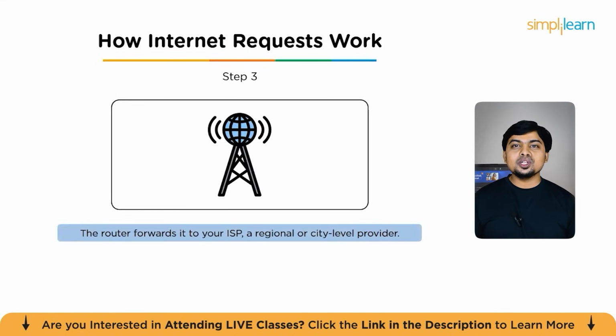Now, let's dive into step 3. The router forwards your message or request to your ISP, or your internet service provider. After identifying that the destination is outside your home network, the router forwards the request to your internet service provider, typically your city level or regional level provider. Your ISP functions like the highway system for your data. It has higher infrastructure, higher bandwidth, and multiple connections to broader networks.